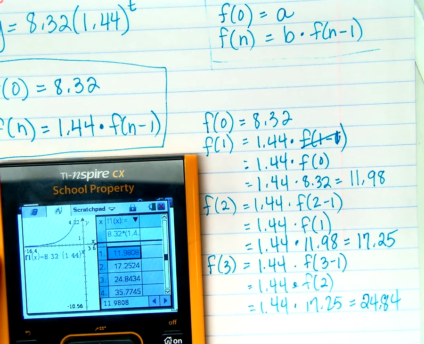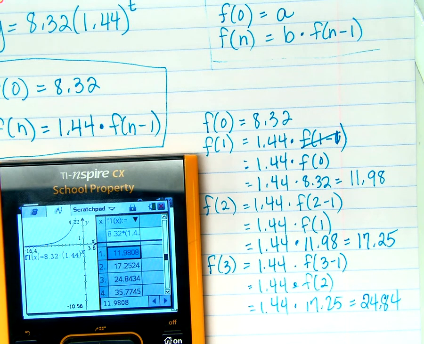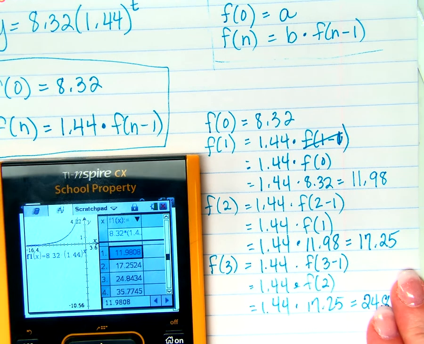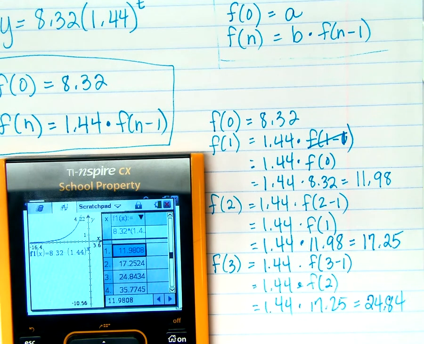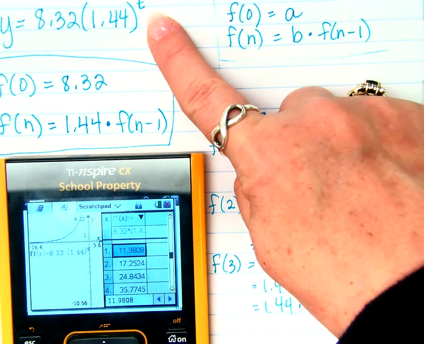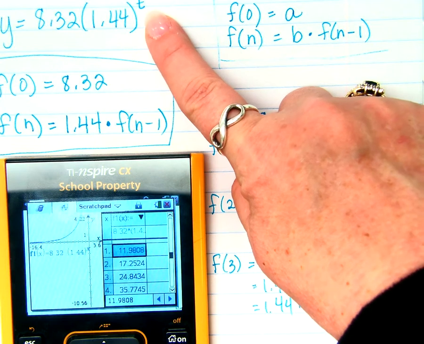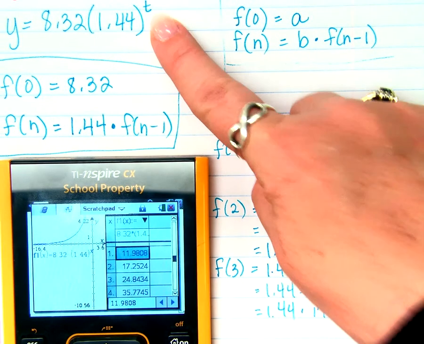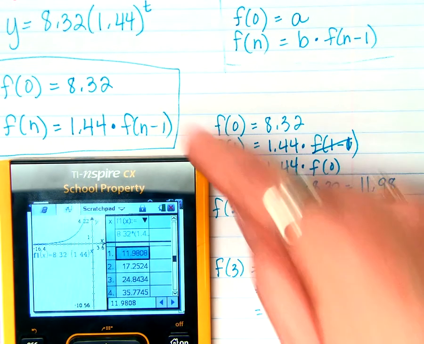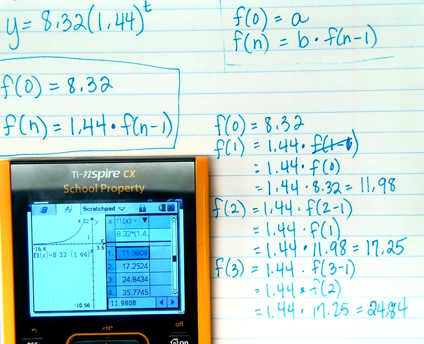I know your eyes are all big and you're like, this is amazing! Of course it is. It's two different ways of getting the same information. One is a regular function like we're used to working with, an exponential function, and one is a recursive rule. Could you see the pros and cons for each one of them? Yeah? Okay? Any questions?